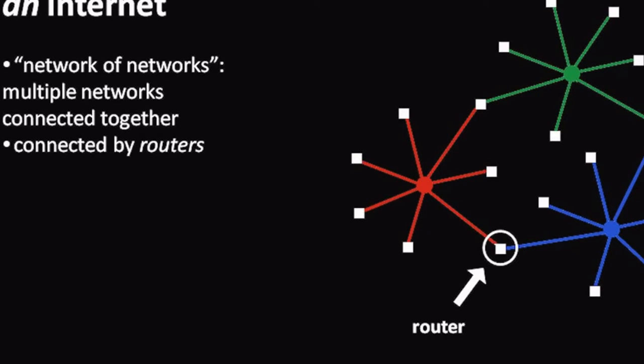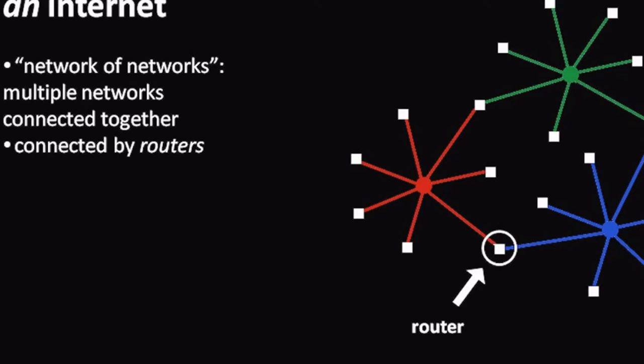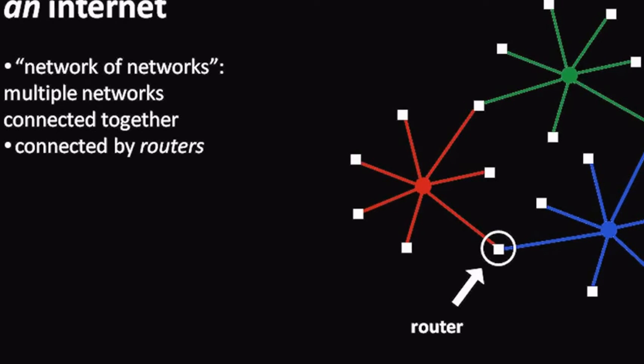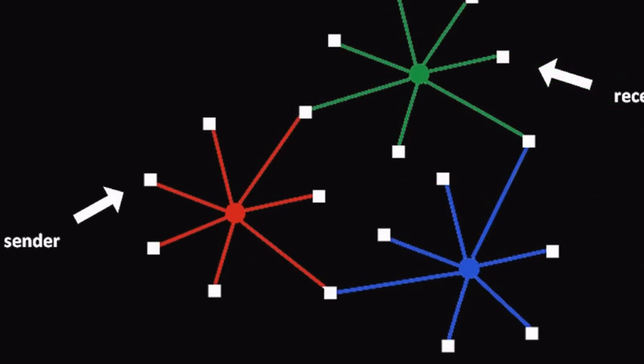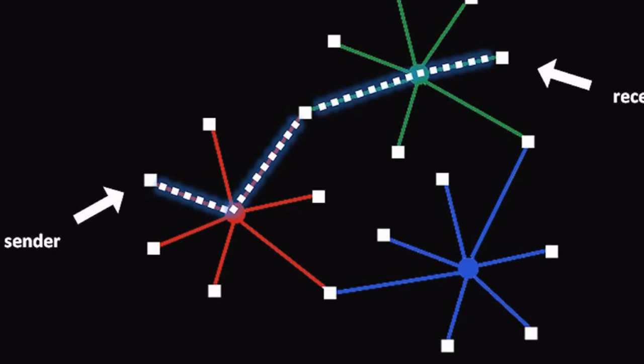So here in our diagram we're depicting three networks, one green, one red, and one blue, and the circled system here is the router connecting the red and blue networks. The purpose of an internet is really just the same as a network. We want all of the systems on this internet to be able to send data to any other. So, for example, if I wish to send data from this host on the red network to this host on the green network, then the data can get there by passing through the router which connects the two networks.